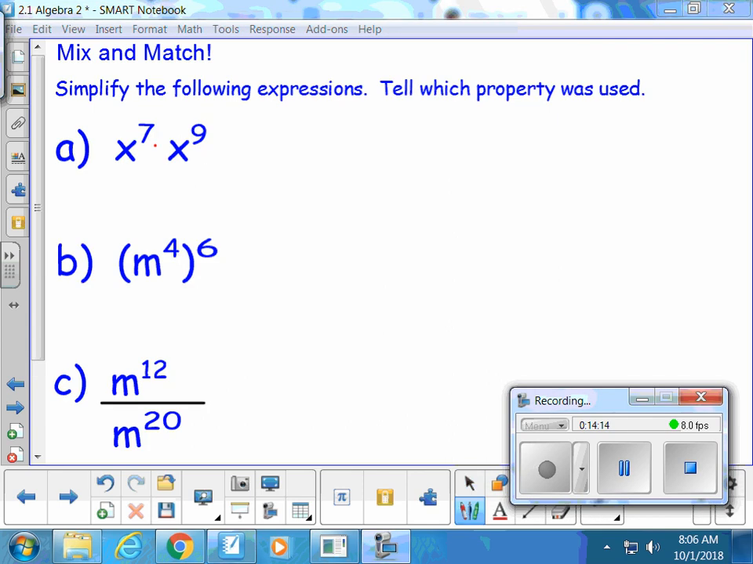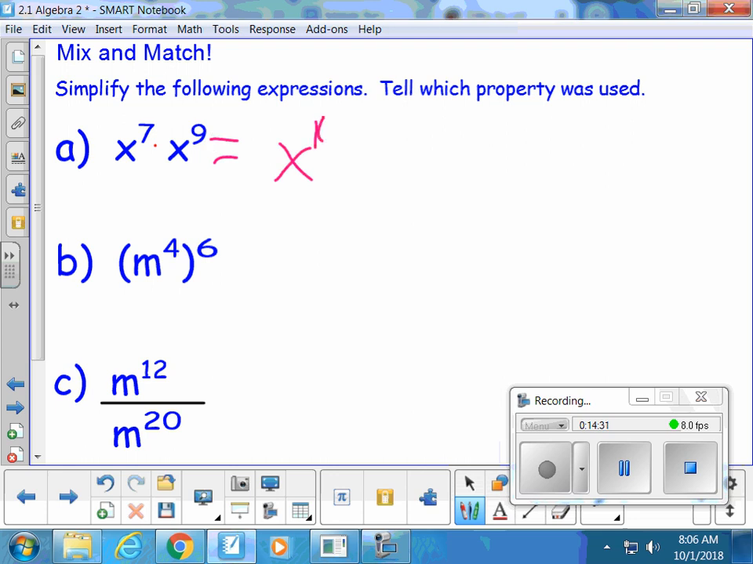Alright, so this is just a mix and match. Each one is just one single property, but I'm not telling you what to do each time. So, number A, if you raise your hand and give me the answer, you can have 1 ticket. Let's go with Izzy. Good. So this property, I never flat out ask you guys to tell me what property it is, but since we're new at it, let's identify it. This property would be called product of powers, where you just add them.